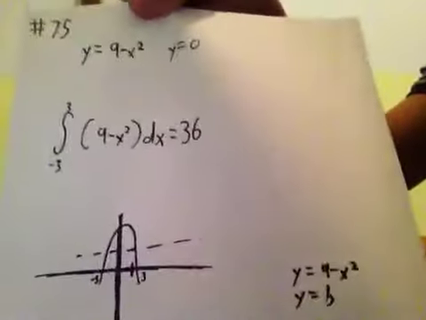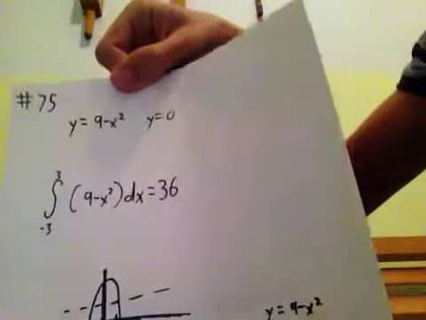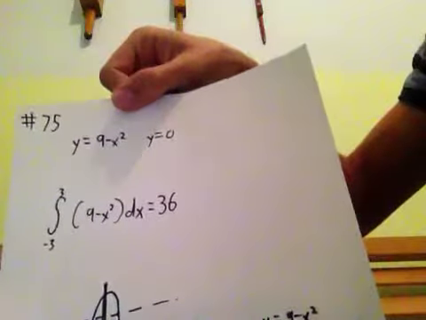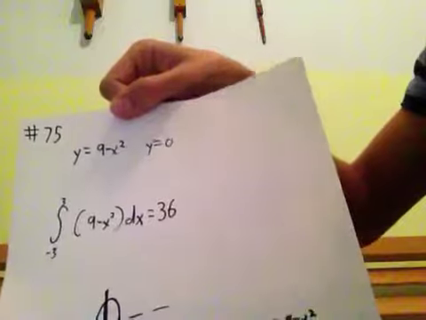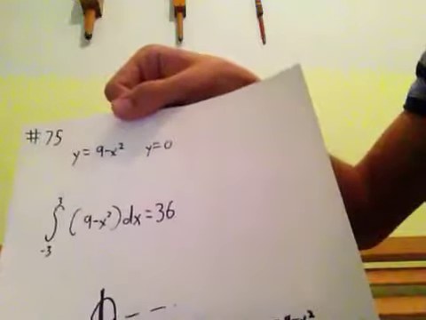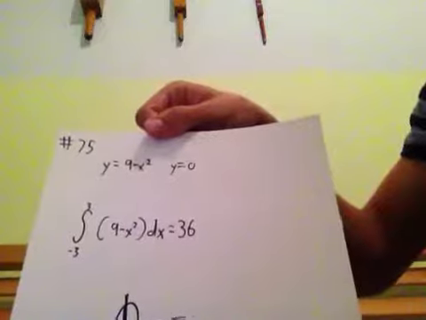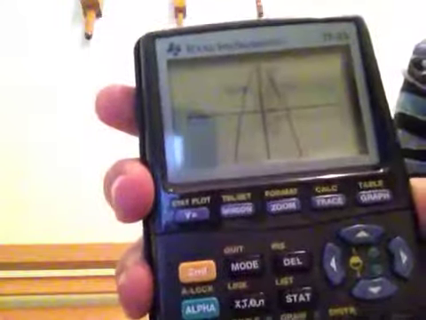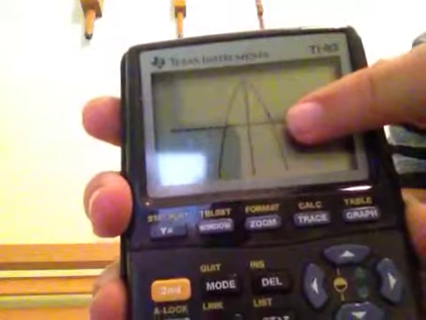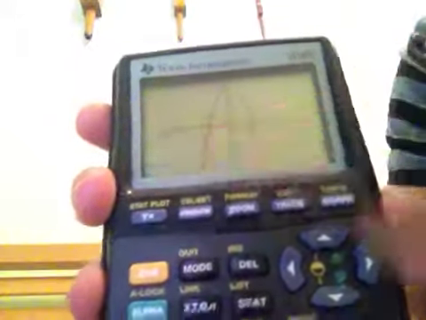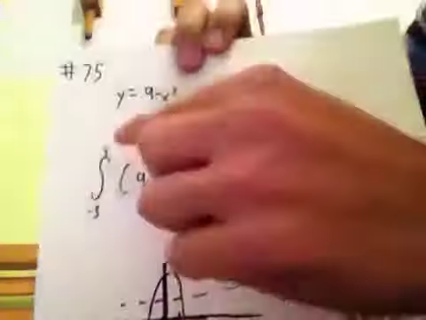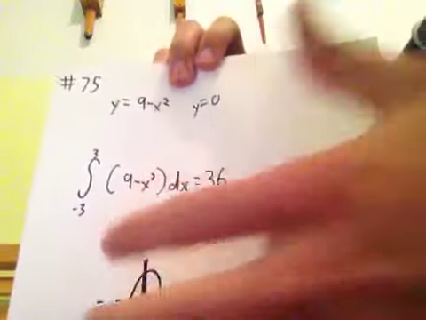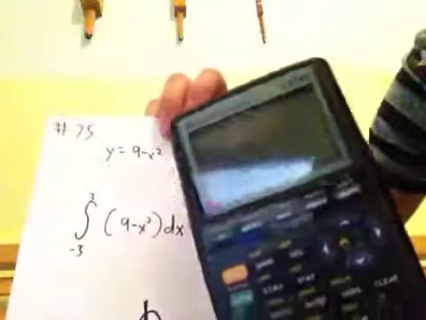You're given y equals 9 minus x squared and y equals 0. That's what the givens are. If you plug it into your calculator, you're going to get a graph that looks like this. And you can see the endpoints on it are 3 and -3. So that's how I got the 3 and -3 when I integrated it this way, in order to find the total area underneath that curve.